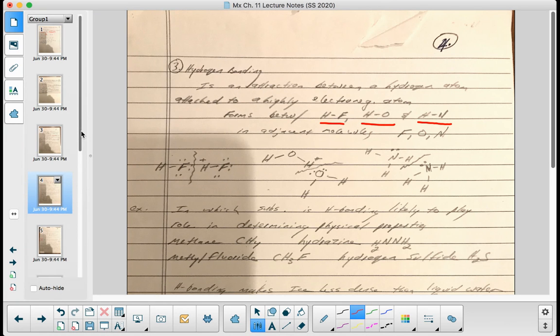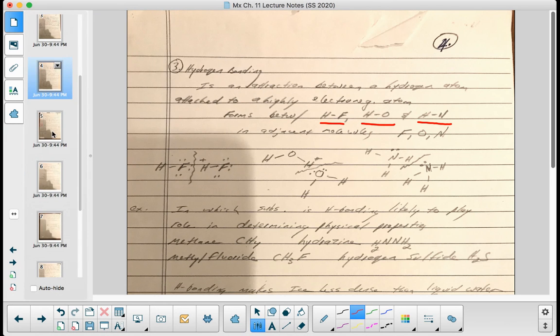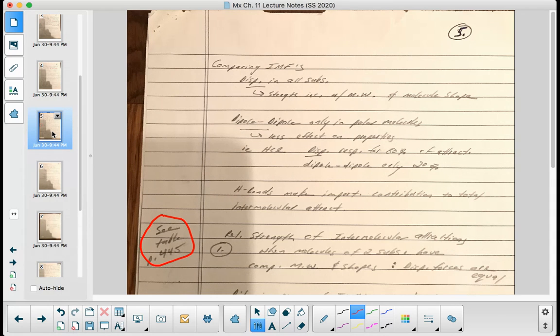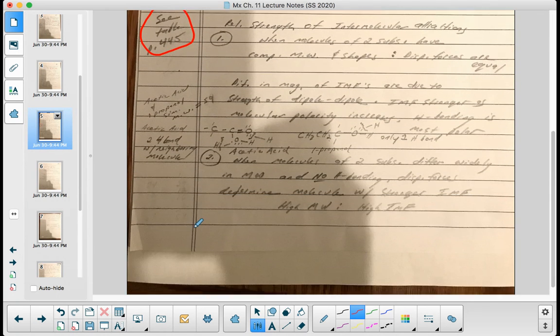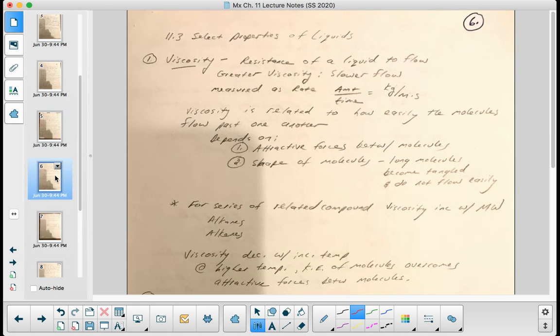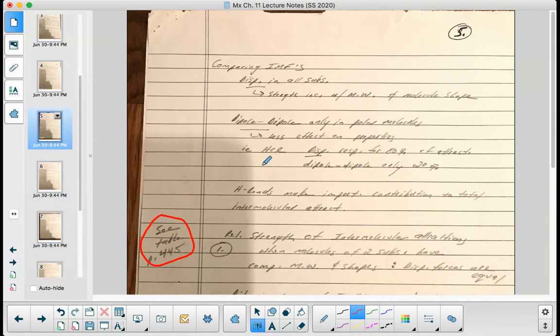So hydrogen bonding, then the next page here, I just compare the strengths of the three types of intermolecular forces. I want to highlight this table. It's a nice table that gives you a comparison of all of the forces that exist and their relative strengths and the characteristics.